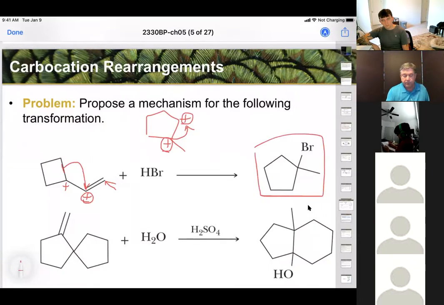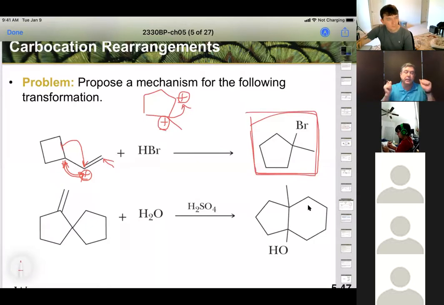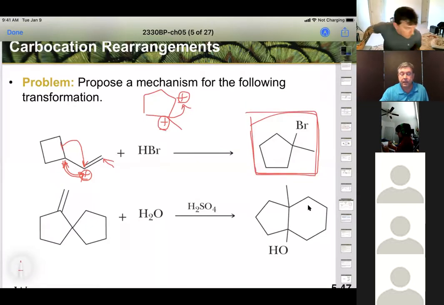It shouldn't rearrange more than once. Let me see, there's gotta be a better way to do it. The hydride shift here. Yeah, it's going from a secondary carbocation to a secondary carbocation to a tertiary carbocation to give us this product here. Yes, that's right. Notice the product is very different than the starting material, and it has everything to do with trying to find that more stable carbocation.